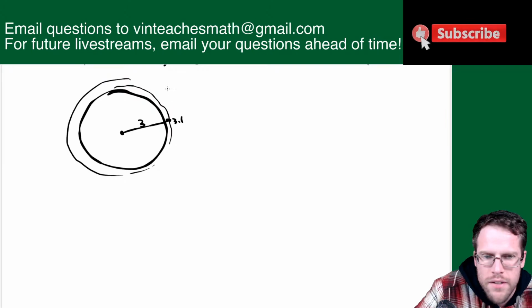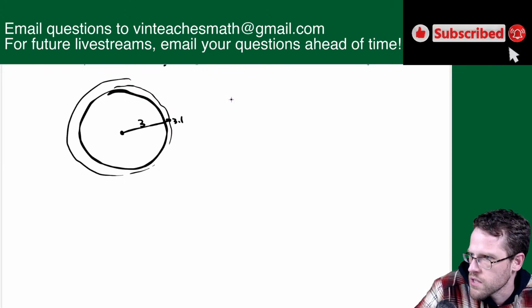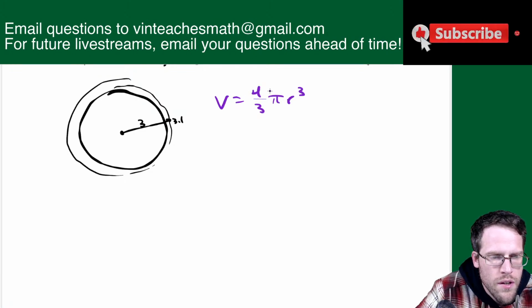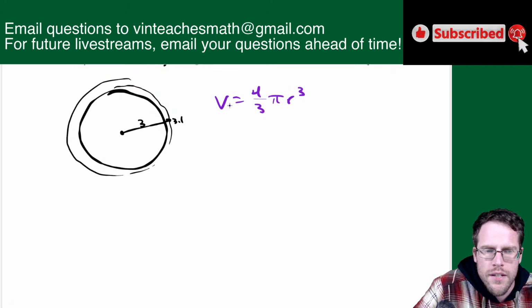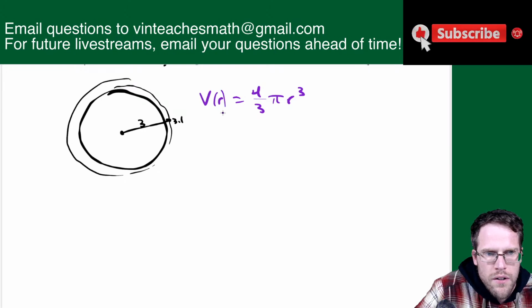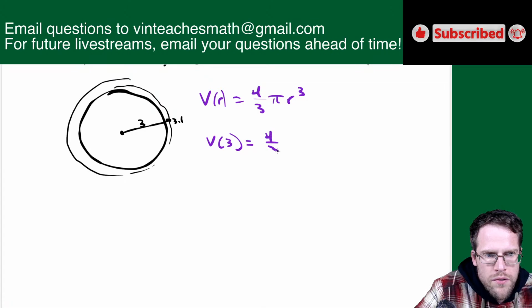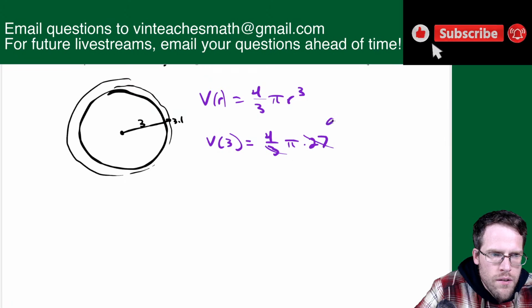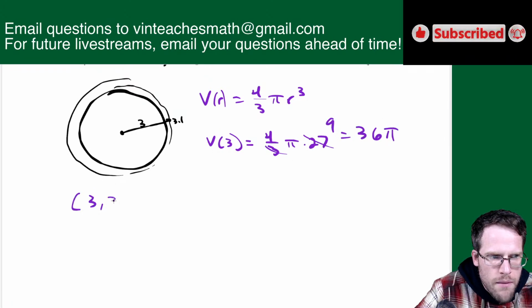And when I hear approximation, I'm thinking linear approximation. So the volume of a sphere is 4/3 pi r cubed. Let's think of it as a function of r, so I'll rewrite it as V of r. Using 3, it's 4/3 pi times 27, and I'll leave the units out for now. But this is 36 pi. So this is my point, 3 comma 36 pi.